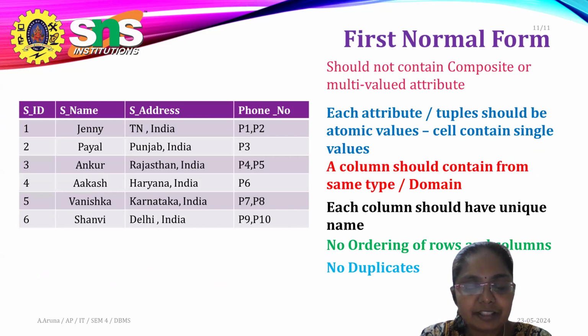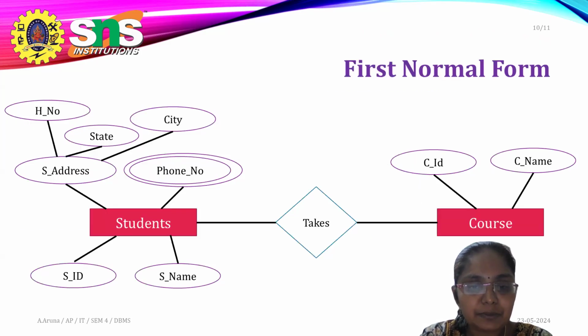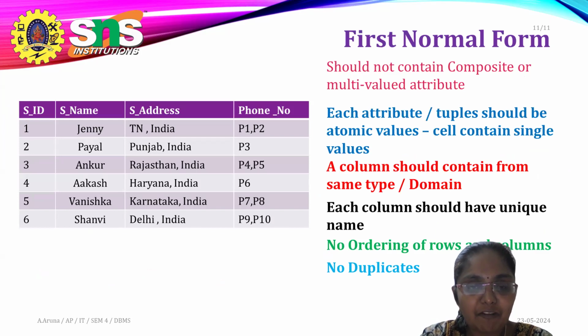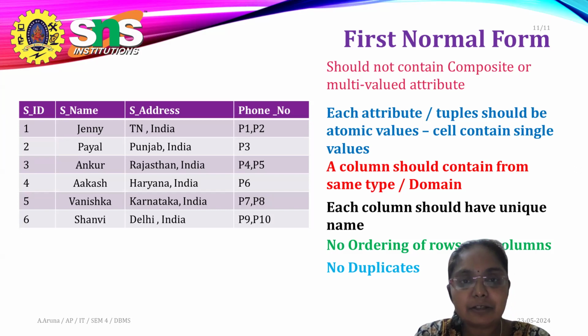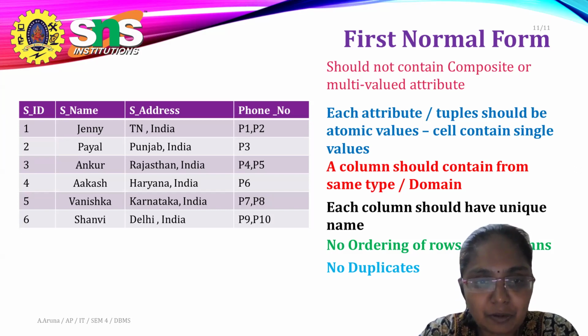In the first normal form, the first point is that it should not contain composite or multi-valued attributes. In a previous slide I explained composite and multi-valued attributes. But here I have mentioned it as a single value attribute, and it should not be like that, because Jenny can have both P1 and P2. As per first normal form, it must have only an atomic value. Each cell must contain only a single value. So this is not at all possible here. And this is also not possible here, because it has two values, Tamil Nadu and India, that the address belongs to. So in this case, we have to decompose our data.